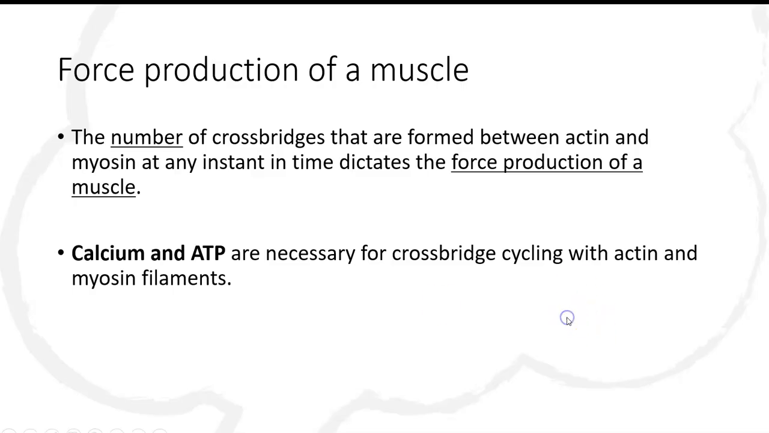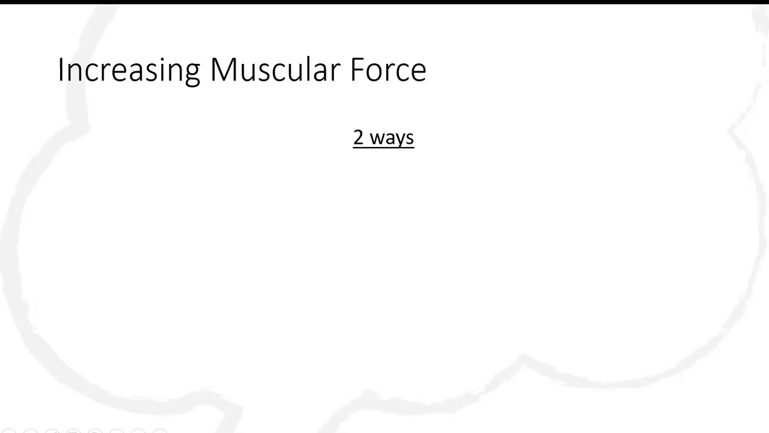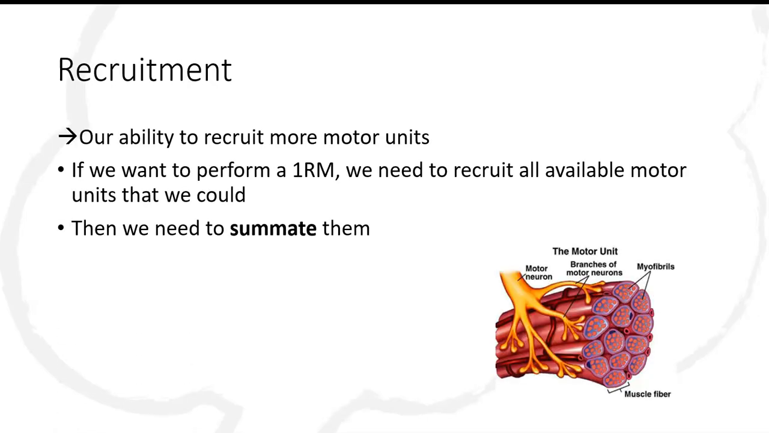Okay, so let's keep going on with force concepts here. We can increase muscle force in 2 ways, and those 2 ways are recruitment and summation. We're going to go over each one individually. What is muscle recruitment? It's defined as our ability to recruit more motor units. So if we want to perform a 1 rep max, we need to recruit all of the available motor units that we could. Then we need to what's called summate them together. So these are going to work hand in hand, recruitment and summation.